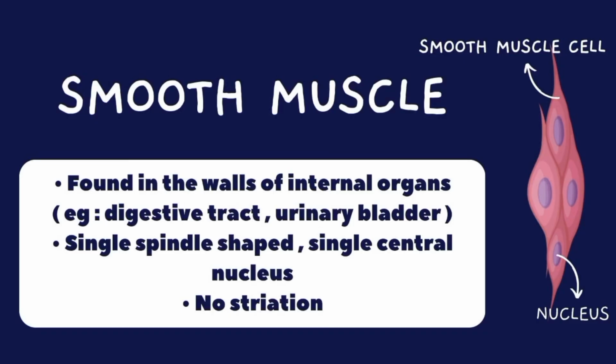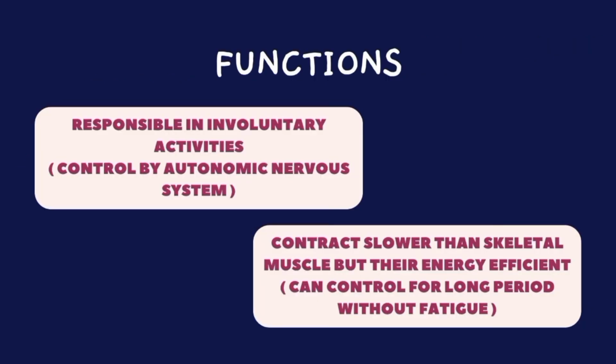Now we are going to talk about smooth muscle. Smooth muscle is found in the walls of our internal organs, such as the digestive tract and urinary bladder. Smooth muscle cells are single, spindle shaped, with a single central nucleus. Smooth muscle also has no striation, which means that the thicker myosin filaments do not line up to produce a banded or striped look. There are two functions of smooth muscle.